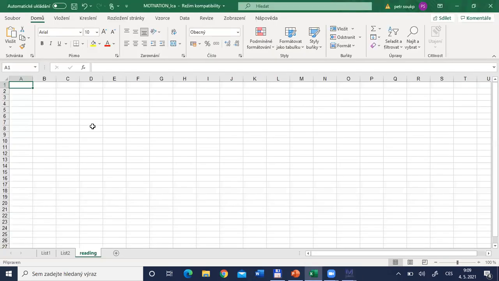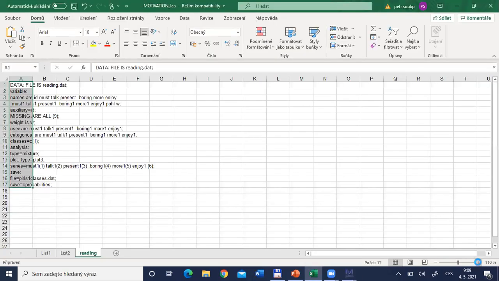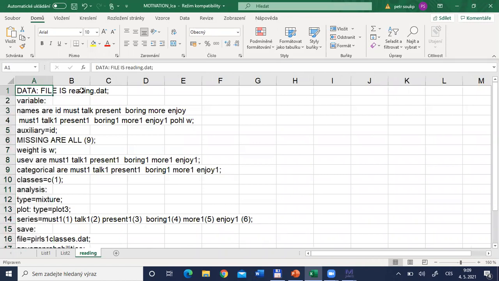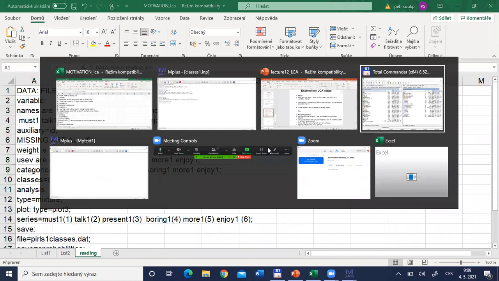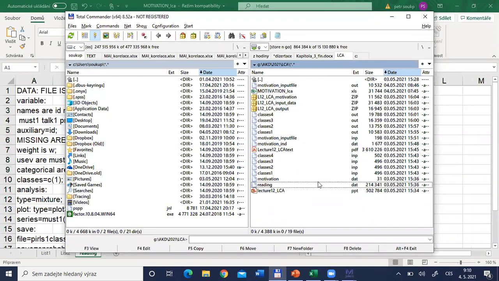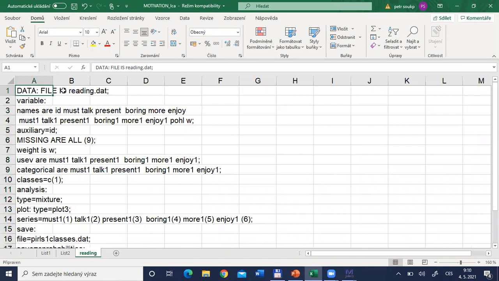Okay, so I would start with the first insight into these data, and I would first of all briefly make comments on this syntax. So in Mplus, first of all, you must declare the data file. The data file is called reading DAT, and if it is present in the same folder as we have it here, it's not necessary to define the path, meaning the disk and folder. Then the set of variables must be assigned. The first one is called ID, then must, talk, present, boring, more, and enjoy. Then there are also variables must one, talk one, as there are two versions here. One is binary and one is with more categories.